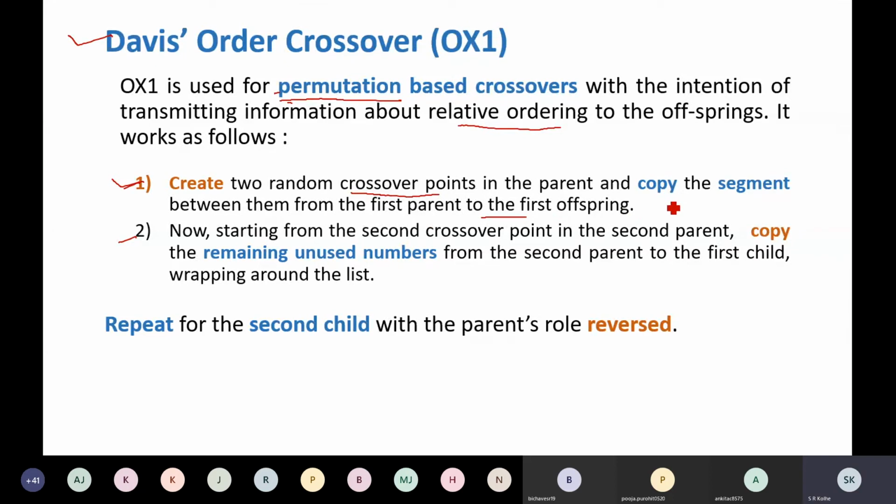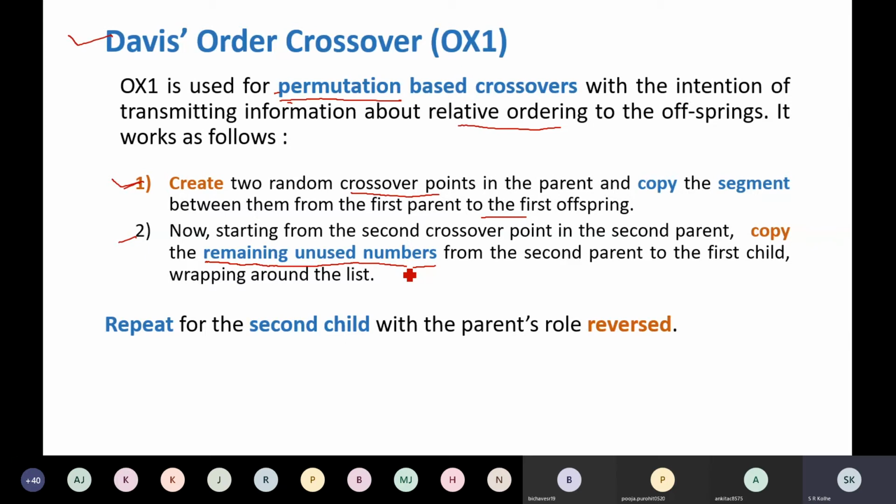Okay. To generate the first offspring, again I will repeat, you generate two random crossover points in the parent, copy the segment between those two crossover points from the first parent to the first offspring. Okay. This is straightforward. Then starting from the second crossover point in the second parent. So you have jumped to the second parent. Start from the second crossover point. Copy the remaining unused numbers. Remember these three terms. These are important. Remaining unused numbers.